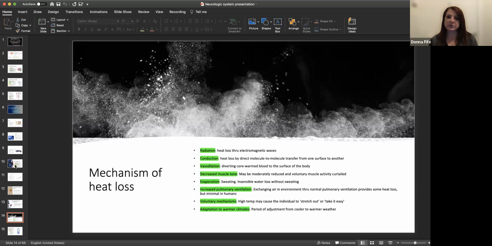Increased pulmonary ventilation. There's exchanging air in the environment through normal pulmonary ventilation, and this provides some heat loss, but it's minimal in humans. Voluntary mechanisms. High temperature may cause the individual to stretch out or take it easy. You're feeling hot, and you just want to take measures to eliminate that heat. And adaptation to a warmer climate, a period of adjustment from colder to warmer weather.